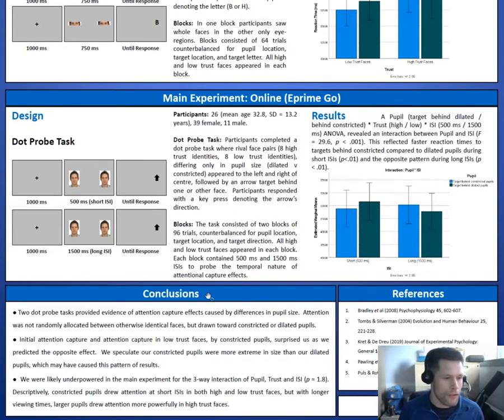So what we were able to show across these two experiments was that pupil size does appear to capture visual attention, and that in our experiment at least, this occurred most rapidly for faces with constricted pupils, which is counter to our hypothesis, also counter to the hypothesis that this would occur in low trust faces. And we wonder whether this was because, looking at our stimuli, our constricted pupils may have been more extreme than our dilated pupils, and perhaps this made these faces pop out in some sense.